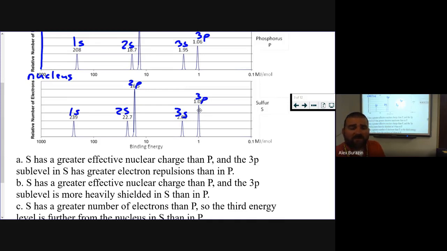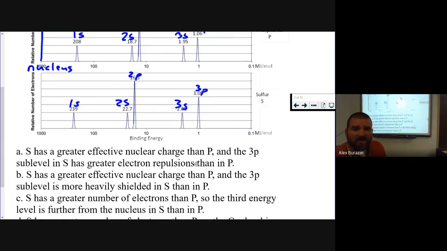Would 4 electrons have more repulsion than 3 electrons? Yeah, I think they would. I think this is the correct answer. A is actually pretty darn good, okay? The first part is true. There's more protons in sulfur's nucleus, and the second part is true. There is more repulsion in sulfur's 3p orbital.